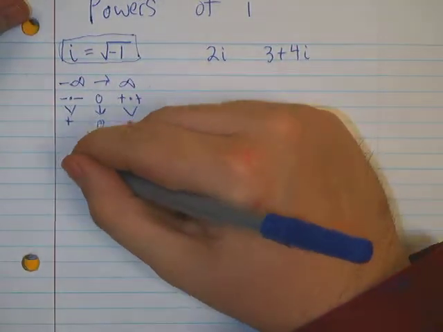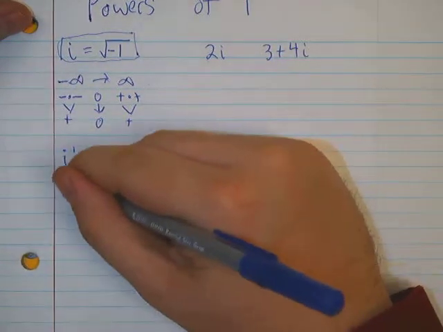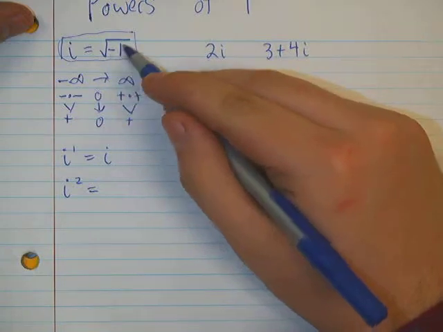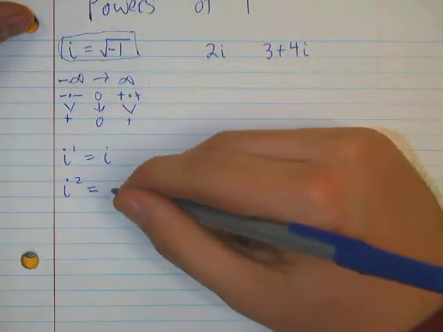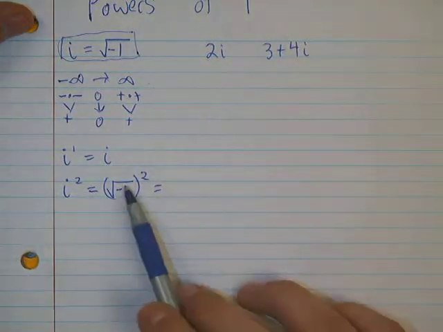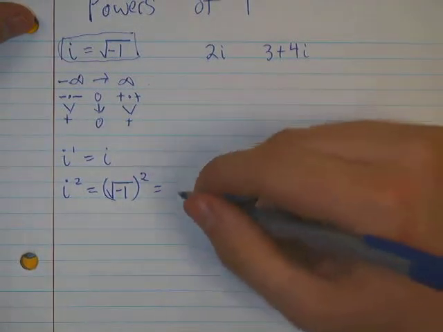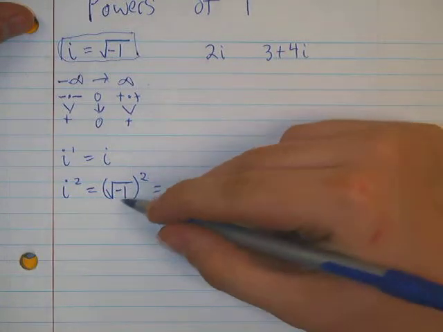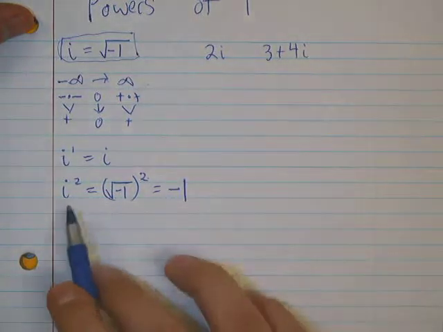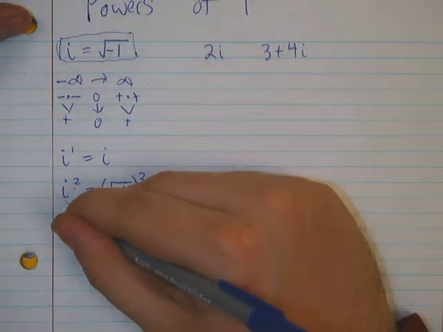So, the four main powers of i are i to the first, which is just i, and i squared. Now, if we investigate that, that's saying the square root of -1 squared. And when you take the square root of something and then square that, you actually just get whatever's inside of this square root. So that just becomes -1. So this tells you that i squared and -1 are the same.